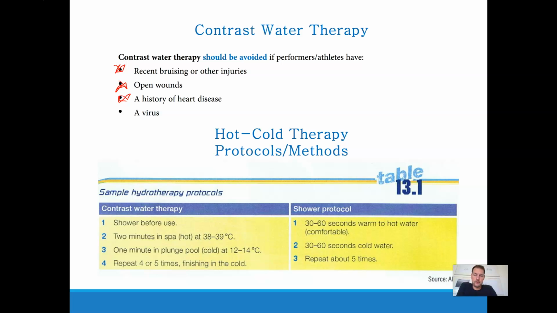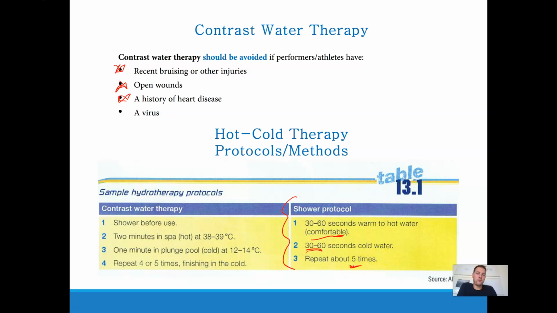If we look down the bottom here, we can see some ideas of how we could do it. If you're at home and you want to try this out, you might want to look at the shower protocol. So what can we do in the shower? For 30 to 60 seconds, warm to hot water. Make sure it's not boiling, you don't want to burn yourself. So you do 30 to 60 seconds of hot water, then you do 30 to 60 seconds of cold water. You want to repeat that 5 times.